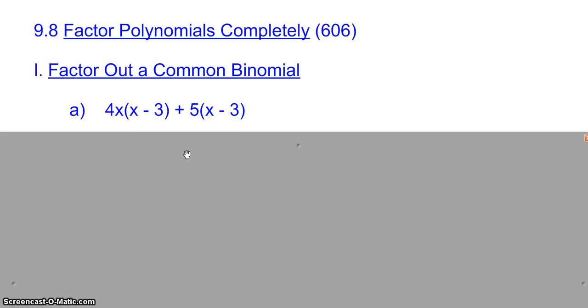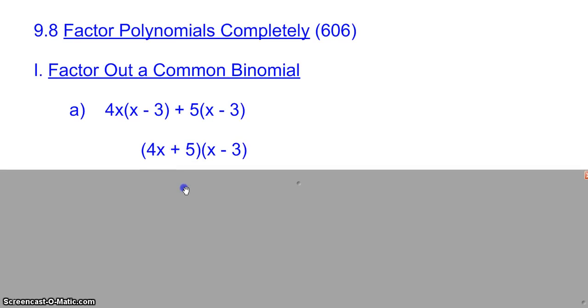They both have x minus 3. So can anybody imagine a different way this could be expressed? Since 4x and positive 5 are both being multiplied to x minus 3. Is there another way? Okay, Cameron, say it. 4x plus 5 in parentheses and then x minus 3 squared. Very good. That's right.